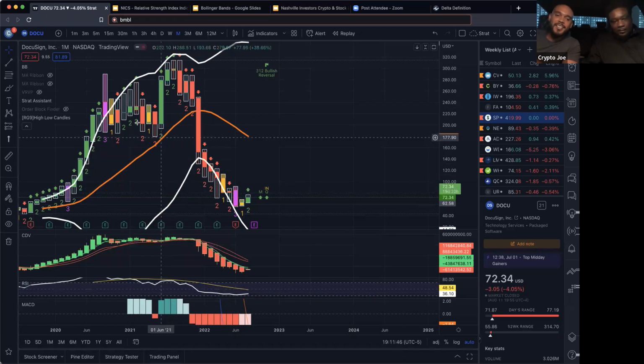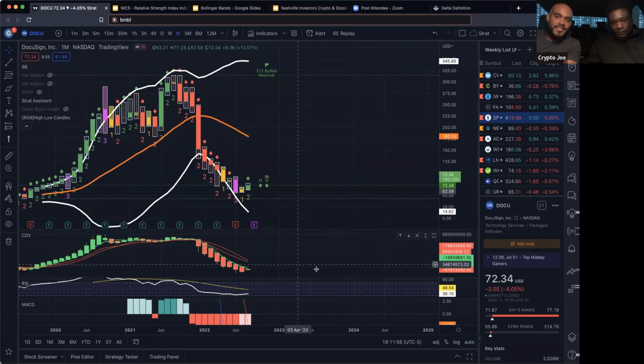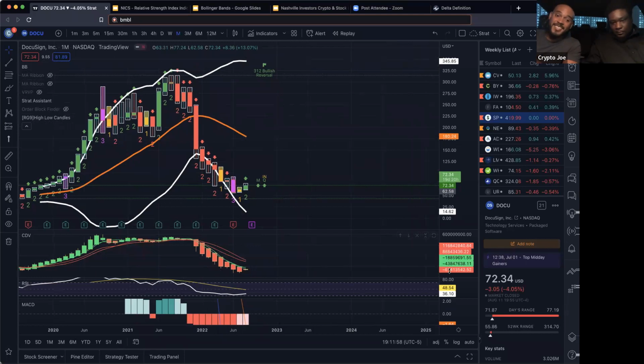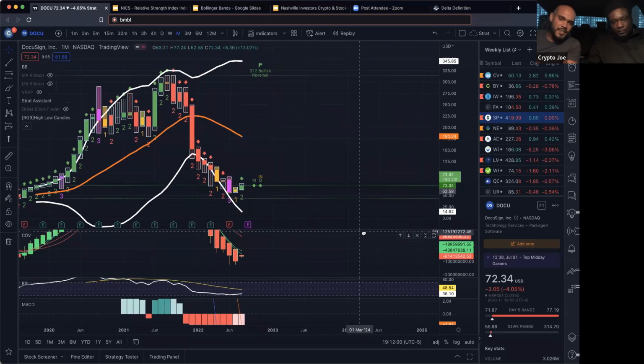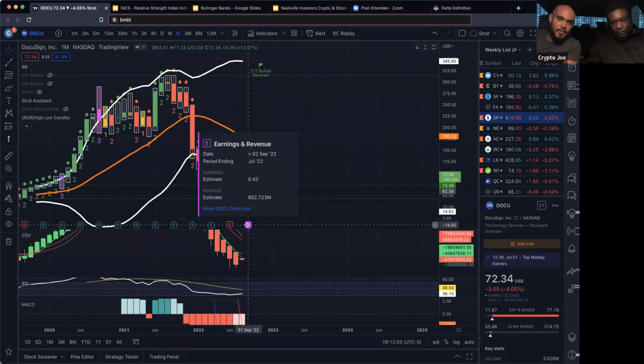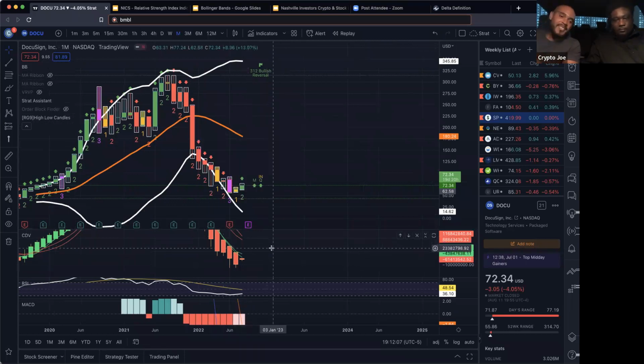Okay, so what we're looking at on the monthly, we have a lot of things right now. Bottom of the Bollinger Band. We have a 2-1-2 reversal or a 3-1-2 reversal on the Strat. It's about to hit earnings, so that's risky. Actually, no. When's the earnings? This is the monthly. Never mind. Just kidding. Well, in less than a month. I don't know. That's risky.